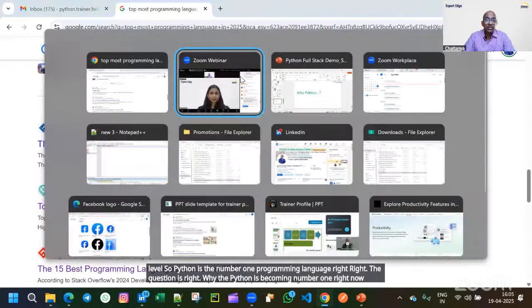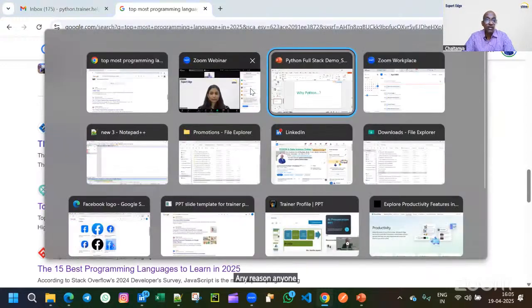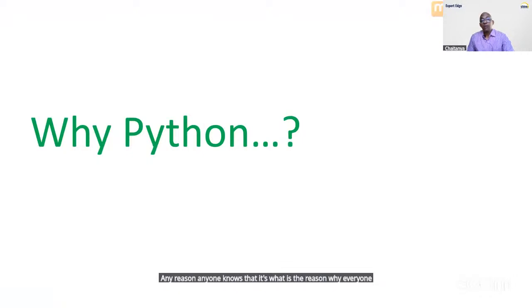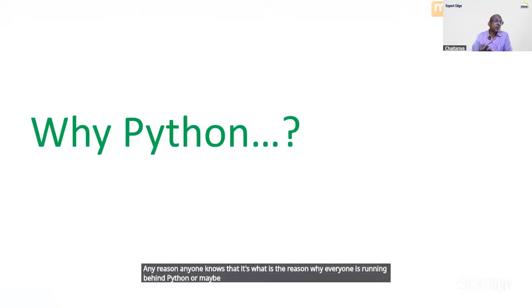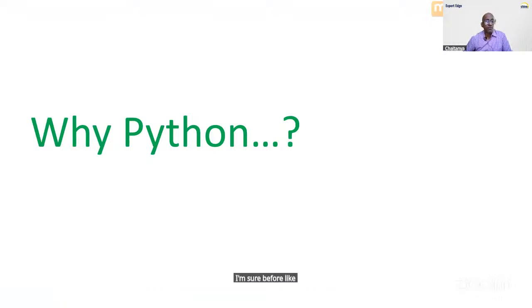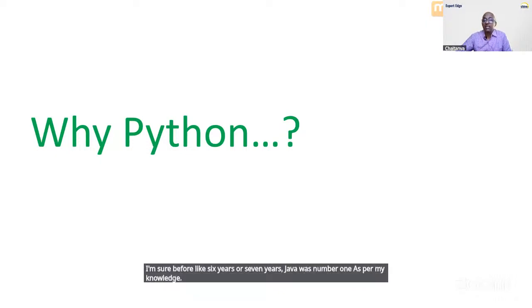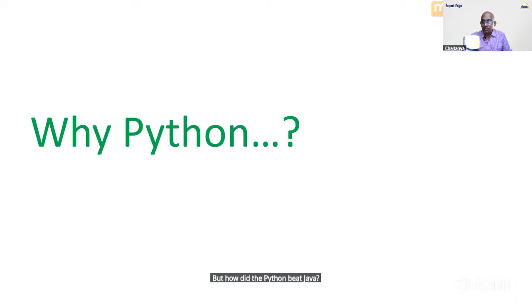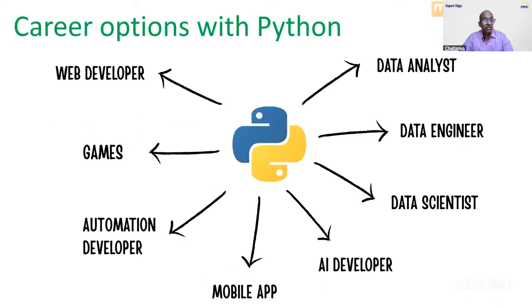Does anyone know the reason why everyone is running behind Python? Or maybe my question is why Python is becoming number one right now? I'm sure before like 6 or 7 years, Java was number one, as per my knowledge. But how did Python beat Java? So there are multiple reasons. It's not blind, like everyone is running behind Python, so I am also running behind Python.